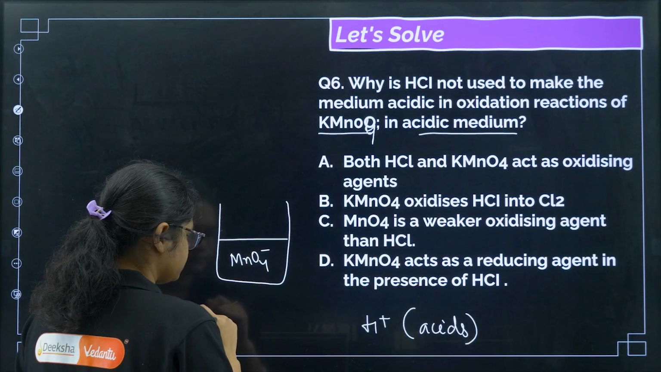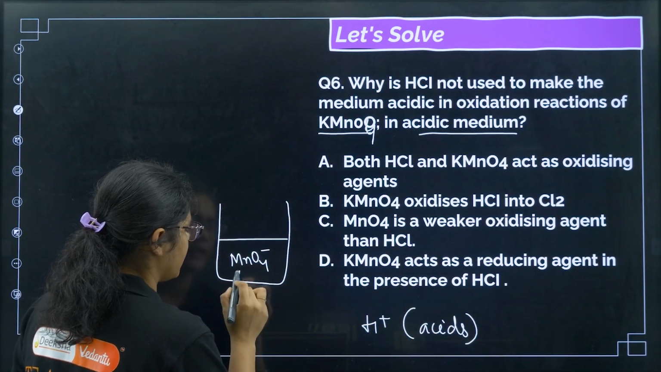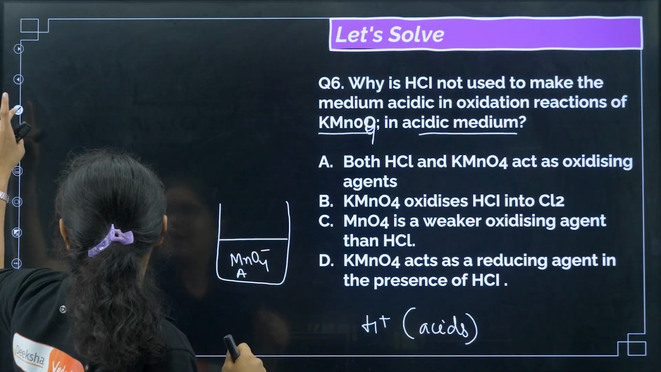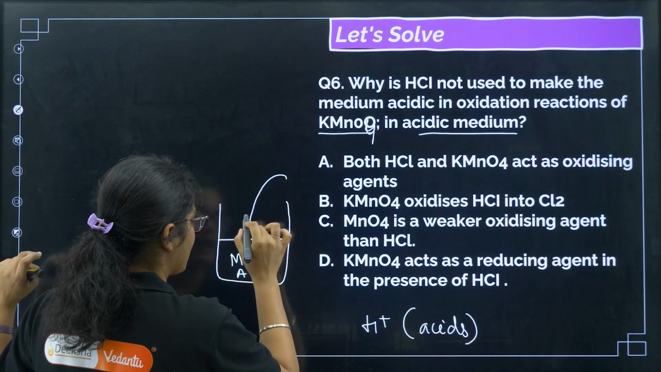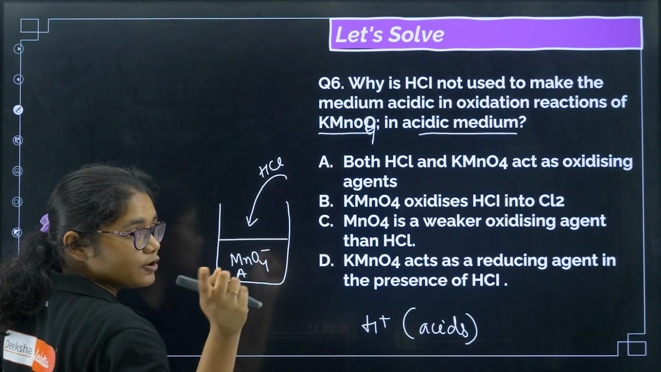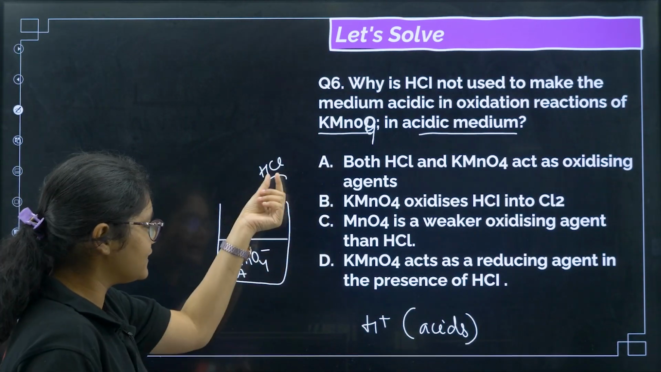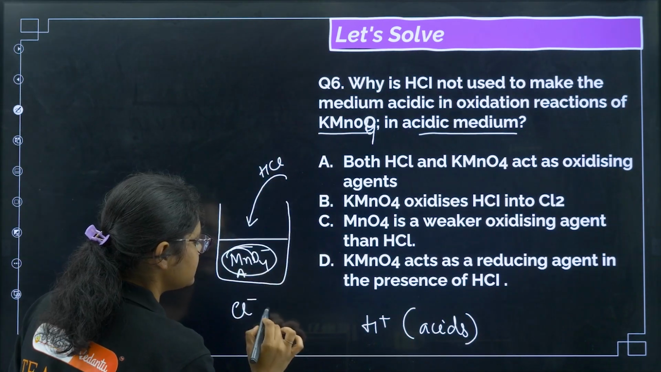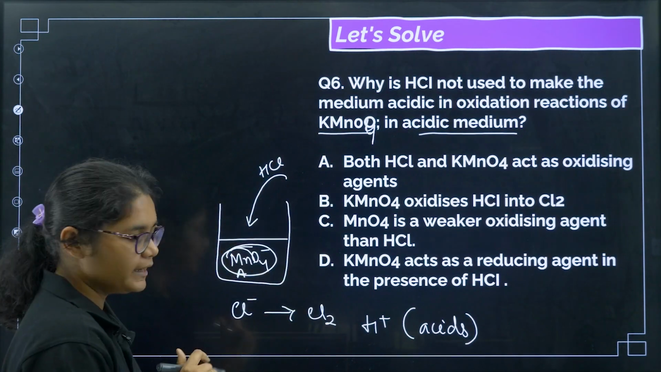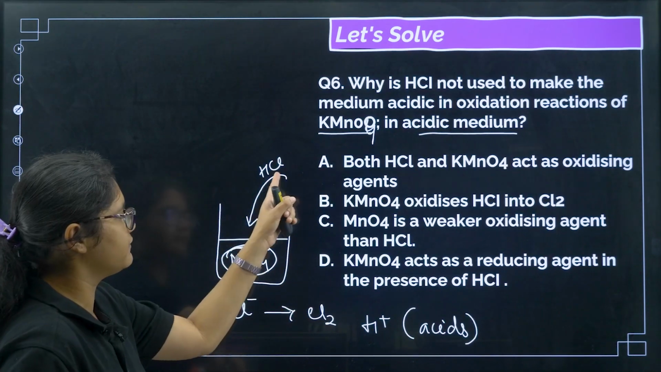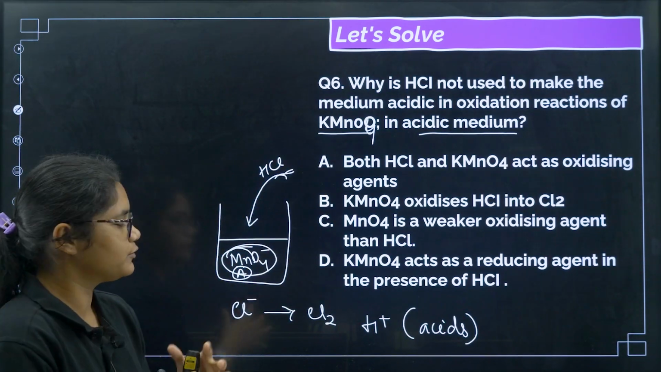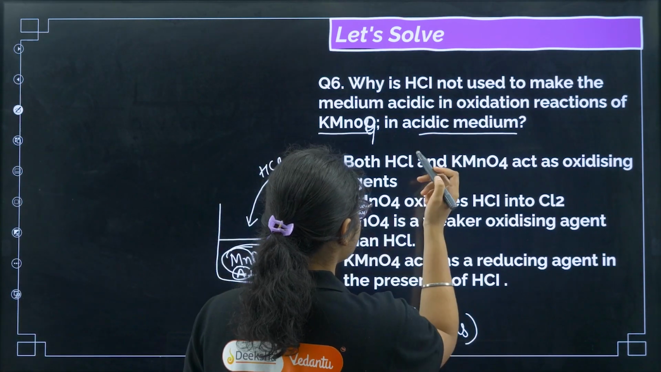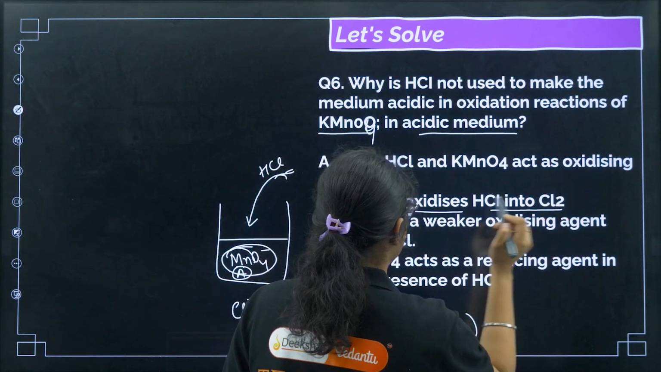Okay, so now suppose there is some compound A. MnO4 minus is there, A is there, and we want to make this medium acidic. Now if I add HCl, the question is telling that we cannot add HCl. What is the reason? See, if you add HCl, what will this MnO4 minus do? HCl is Cl minus, it will convert Cl minus to Cl2, right? It will not react with A, it will start reacting with this chlorine, right? So suppose you are doing a titration, the result you will get will be incorrect. That is why we do not use HCl: MnO4 minus oxidizes HCl to Cl2.